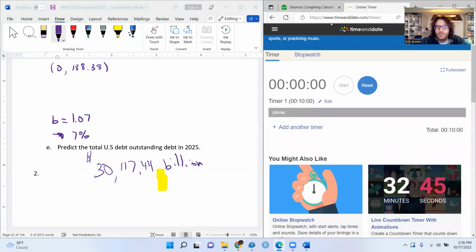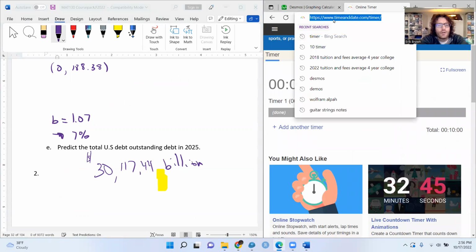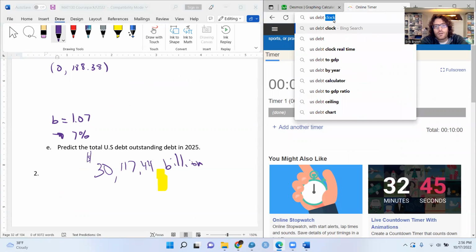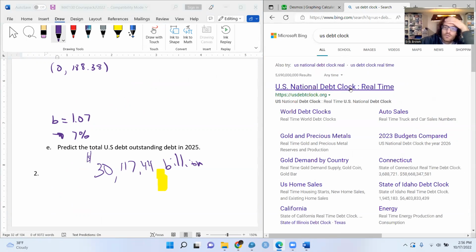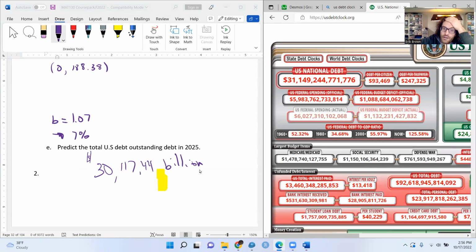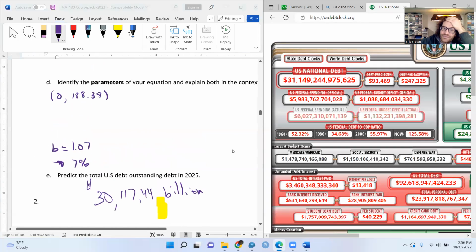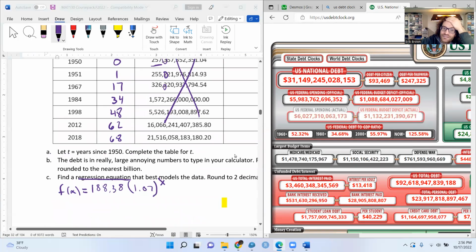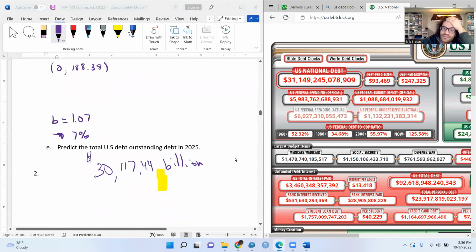We could check too where we are on that debt. US debt clock. There it is. Real time. Predicted to be at 30,000. Oh, we're already past it in 2022. So we've passed the prediction by $1,000 billion already. Ooh, not scary at all.